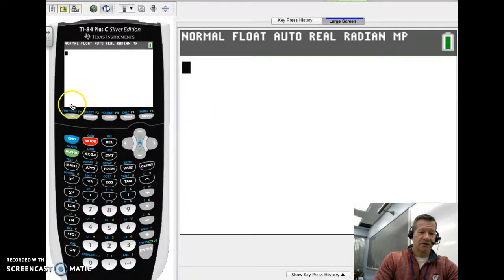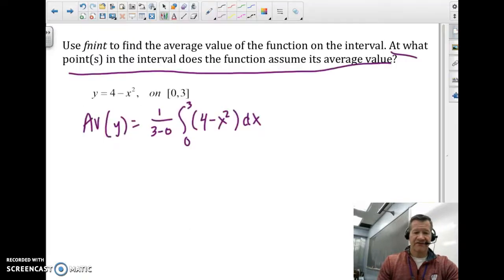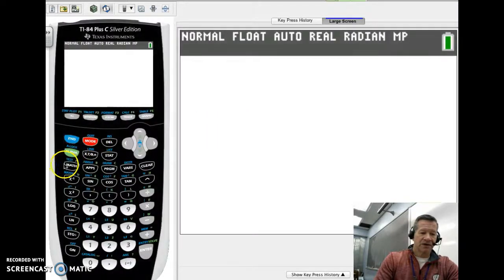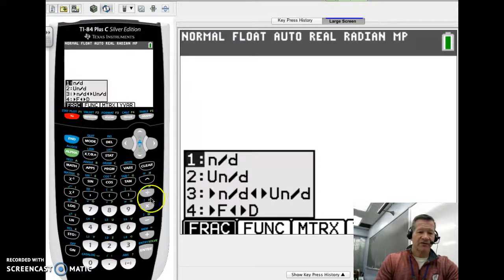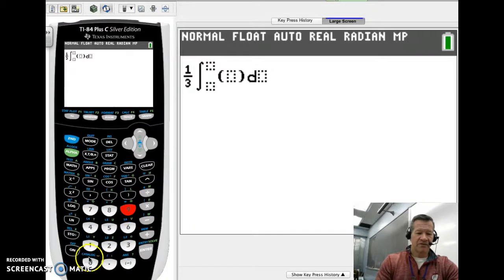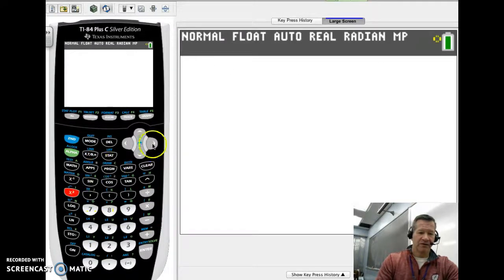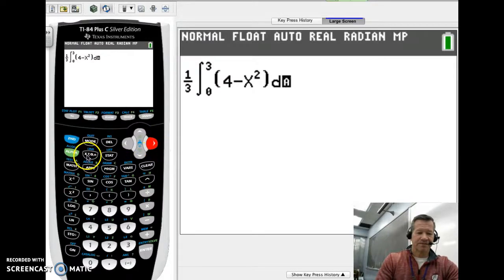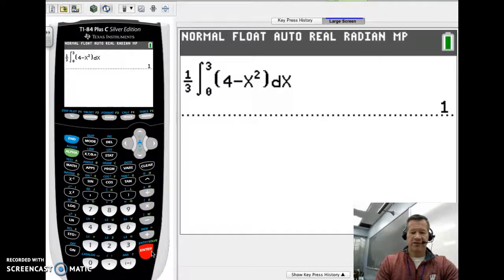I'm going to turn off my marker first. Okay, here we go. So we're going to go 1 over 3 times fnInt, which is math number 9, the integral from 0 up to 3 of 4 minus x squared. Since I haven't put it in y1, I can't use y1, dx. And that gives me a value of 1. So the average value of this function from 0 to 3 would be 1.